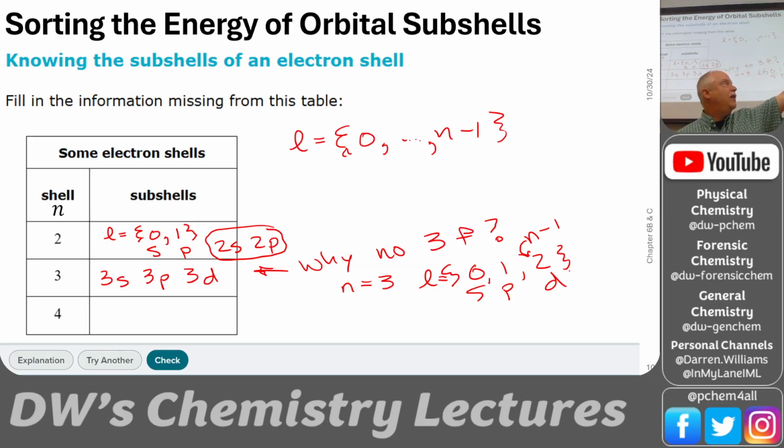So this F block here, that first available F block has got to be the 4F. It can't be the 3F. Okay. And this first available D block has to be the 3D. It can't be the 2D or the 1D because you can't have a 1D or a 2D. Let's do 4. We can go 4S, 4P, 4D, and 4F. So those are the allowed subshells for N equals 4. So this is pretty simple. Once you figure out that L is bound by N, and once you know N, then you can figure out the range of L values.